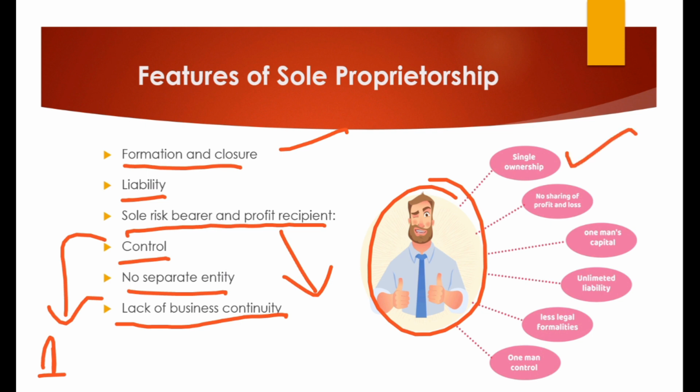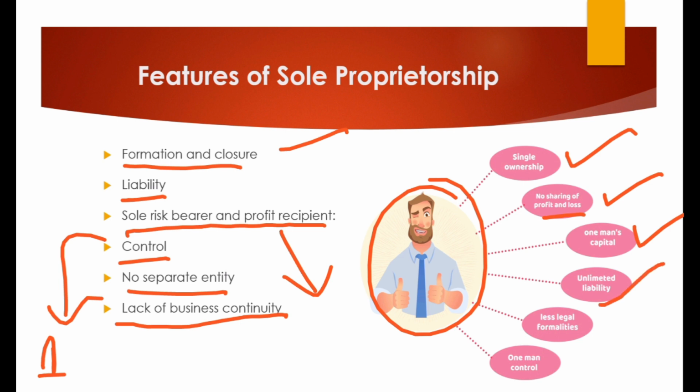Single ownership, one person, no sharing of profits and losses. Since he is the one person, he has entire rights over the profit and he is entirely liable for the losses also. One man capital: whatever he is investing in the business is his money. So it's a one man capital business.